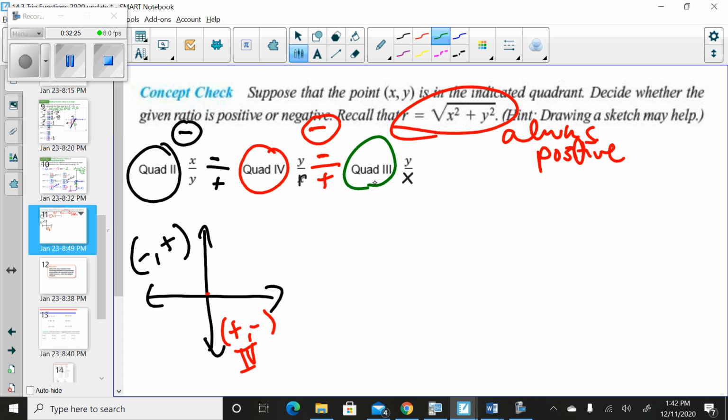Quadrant 3, let's do that one. So if I'm in quadrant 3, y over x. Well, remember how we get to quadrant 3? We go left and then down. So a negative and a negative, which means we're taking a y that's negative, dividing by an x that's negative. What's a negative divided by a negative? Positive answer. So when you're doing these ratios, always do that last minute double check. Does this make sense? Think about what those signs should be.